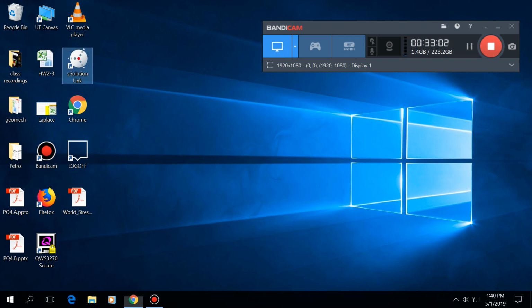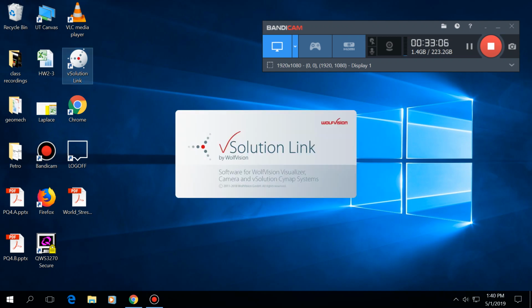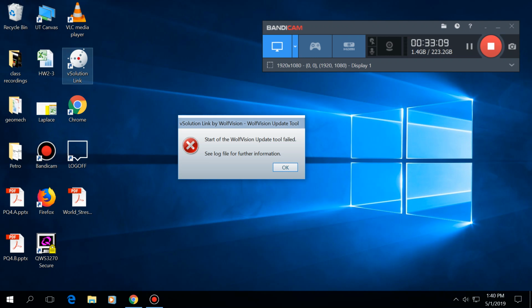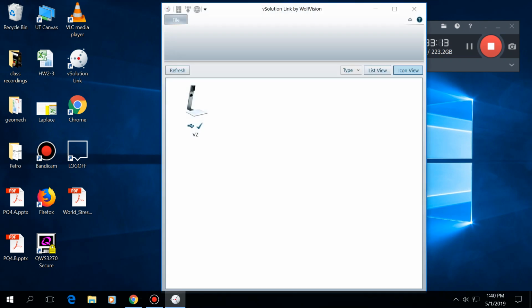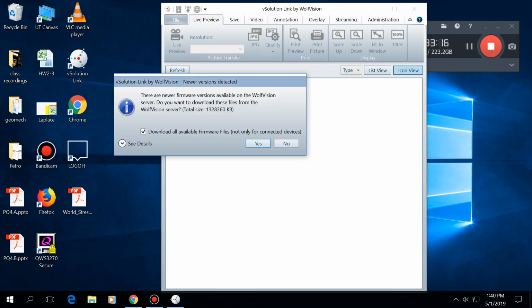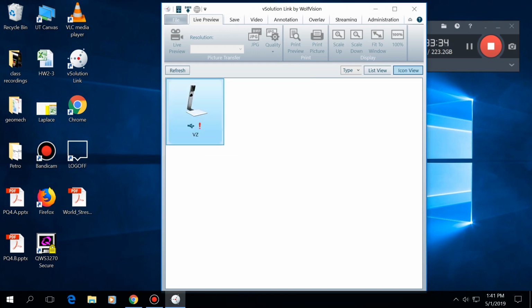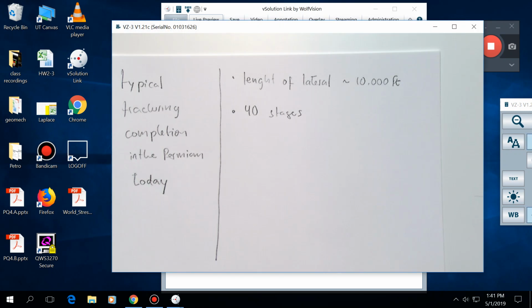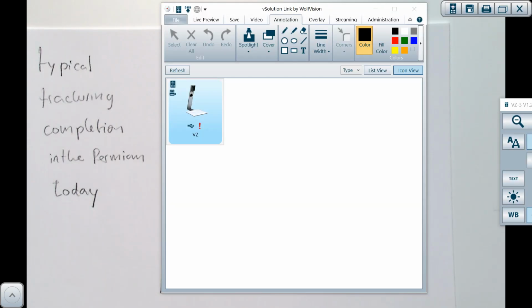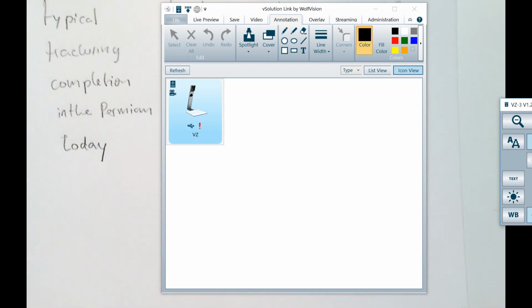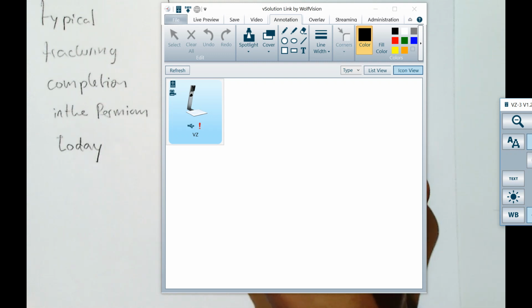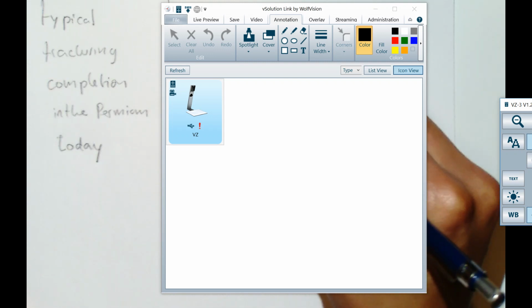Okay, let's see if that solves the problem. A typical completion job in the Permian also has about 40 stages. So 40 stages of those with multiple clusters, and each stage has about 4 to 15 clusters.